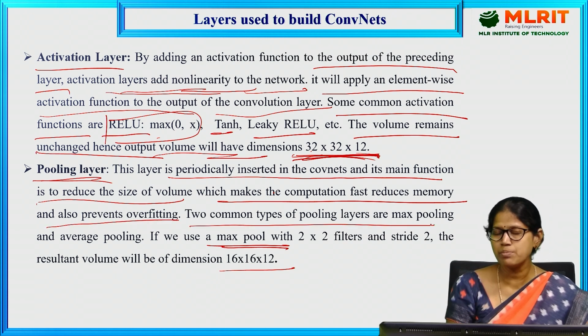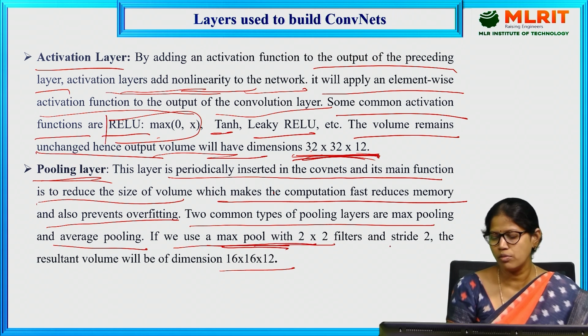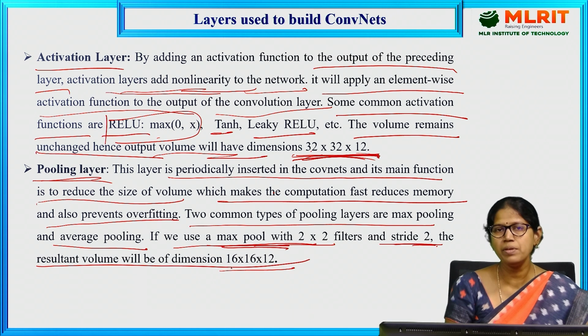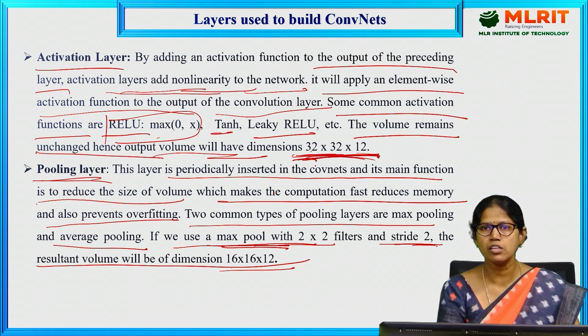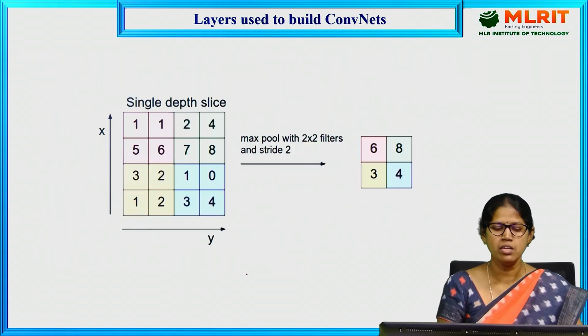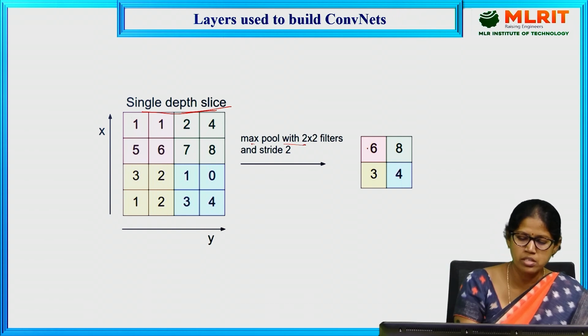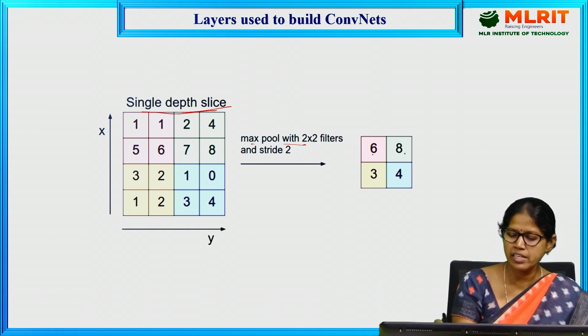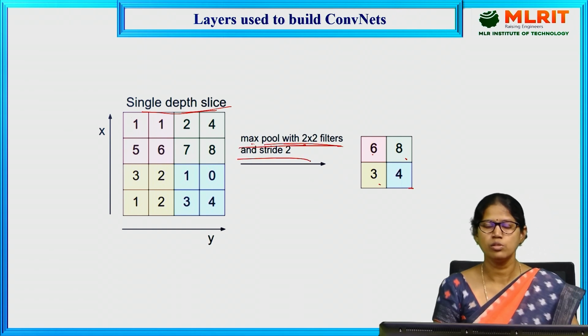Two common types are max pooling and average pooling. We use max pooling with 2 by 2 filters, and stride is usually 2. The resultant volume will be 16 by 16, because the previous layer size is 32 by 32. Exactly half is 16 by 16. Let's see a single depth slice. The max pool results are: the first region 6, the second region 8, the third one 3, the fourth one 4. Max pool with a 2 by 2 filter, and stride is 2.